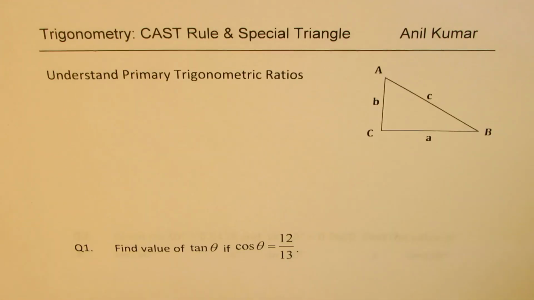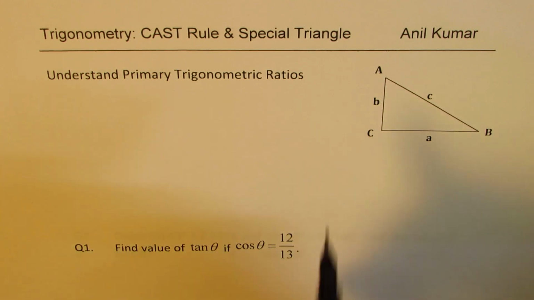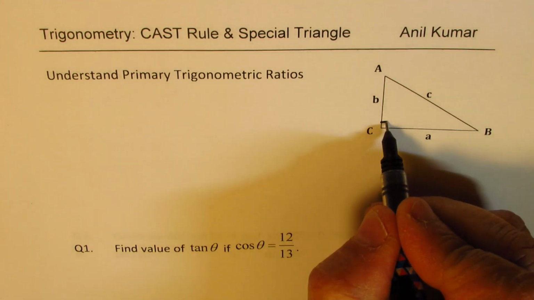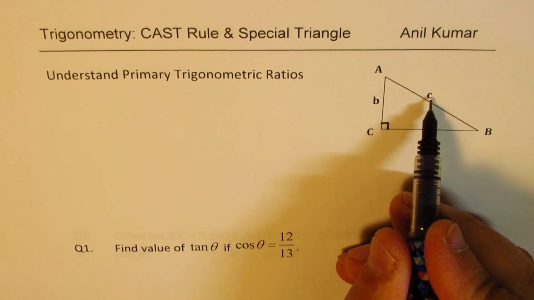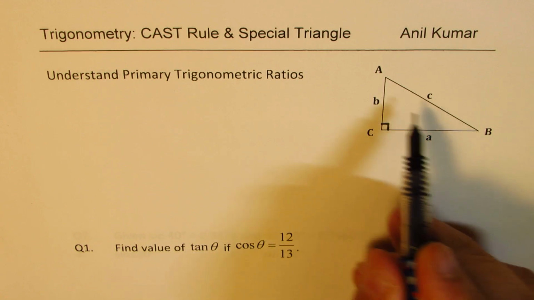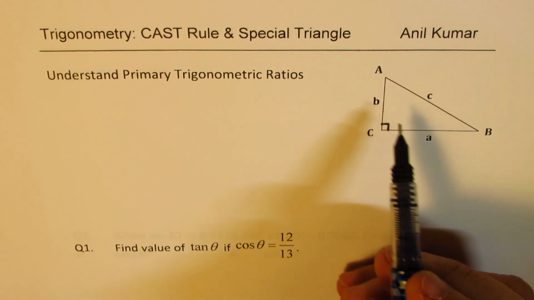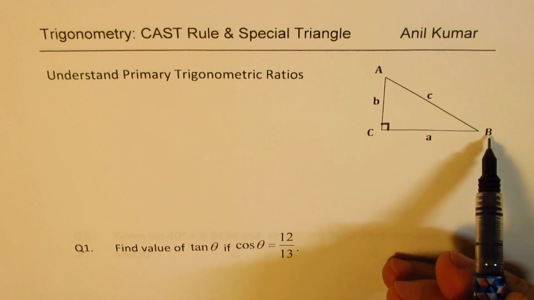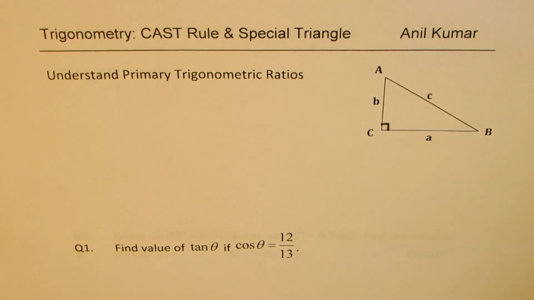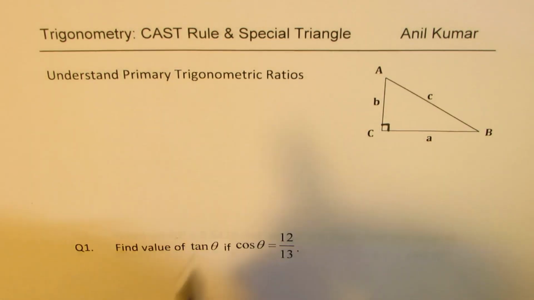Let's take up the very first thing, which is to understand primary trigonometric ratios. Here we have a right triangle ABC. At C we have the right angle. Hypotenuse is lowercase c. That is how you label your triangle. Side opposite to A will be called lowercase a, and side opposite to B will be called lowercase b. That's a standard way.